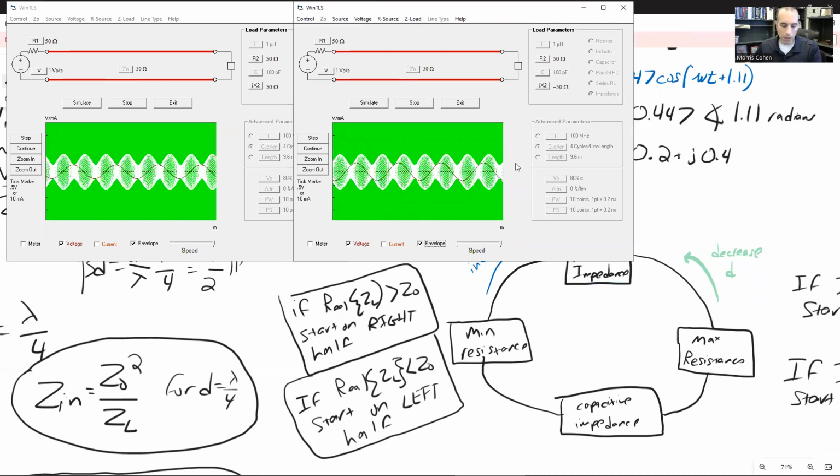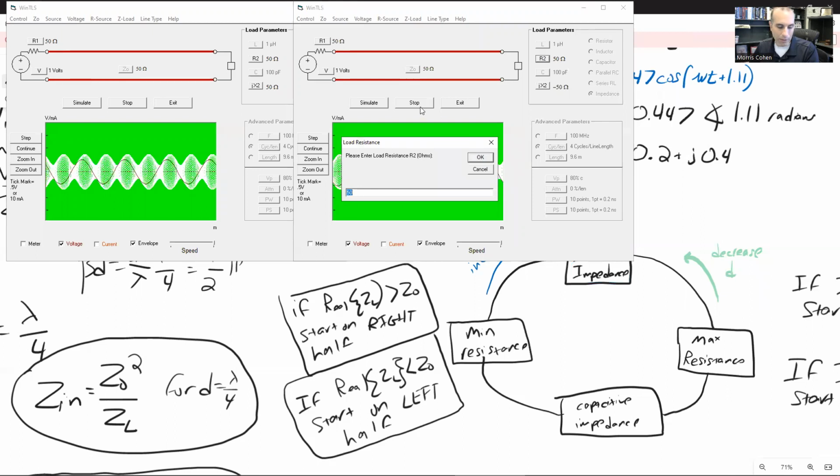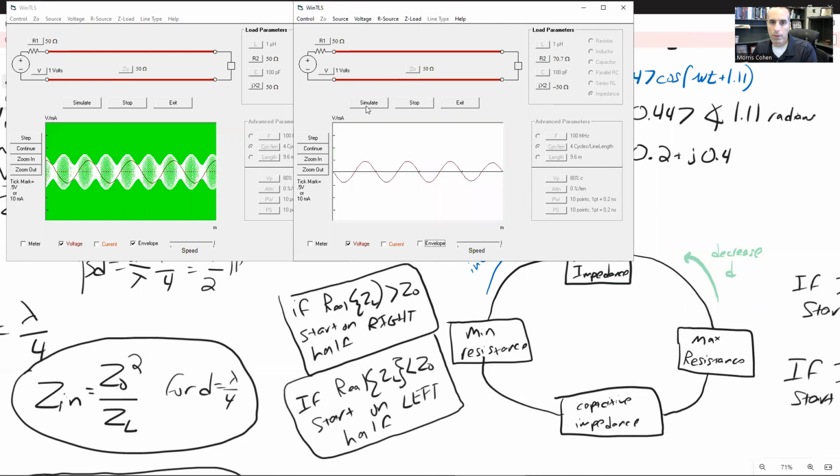All right, so let me try something else. I'm going to, in one of these, replace the resistor with the value 70.7 ohms. All right, I'm going to rerun the simulation, and let's see how this works. I'm picking 70.7, by the way, because that equals 50 times the square root of 2.